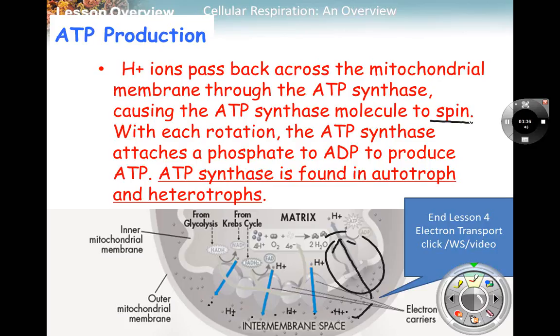So the ATP synthase is found in all autotrophs and heterotrophs. This molecule here rotates, and when it rotates, you have an ADP, and it tacks on one more phosphate to it, and when it does that, it makes energy, or ATP.